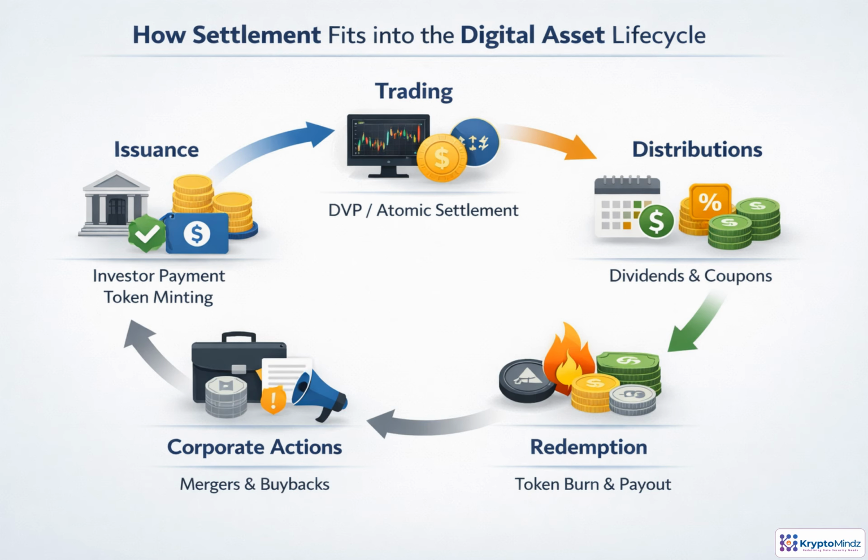Settlement also has to be designed into every event in the asset's life. At issuance, investors pay, allocations are confirmed, and tokens are minted. In trading, the key question is whether asset delivery and cash payment happen together through DVP or atomic settlement. During servicing, eligible holders receive dividends or coupons. At redemption, tokens are burned and cash is paid out. Corporate actions add more changes, so reconciliation and compliance checks must follow the asset end to end.